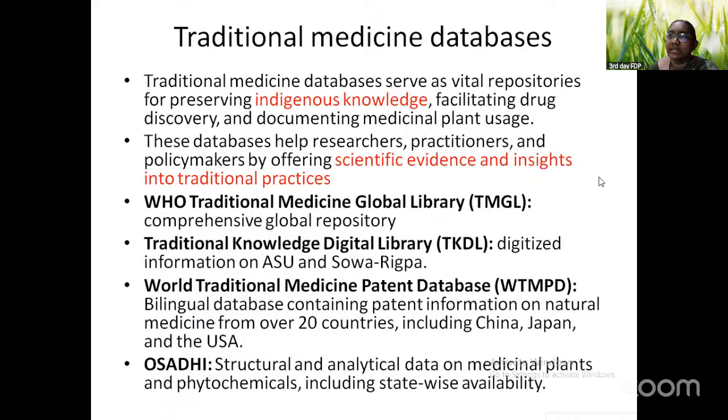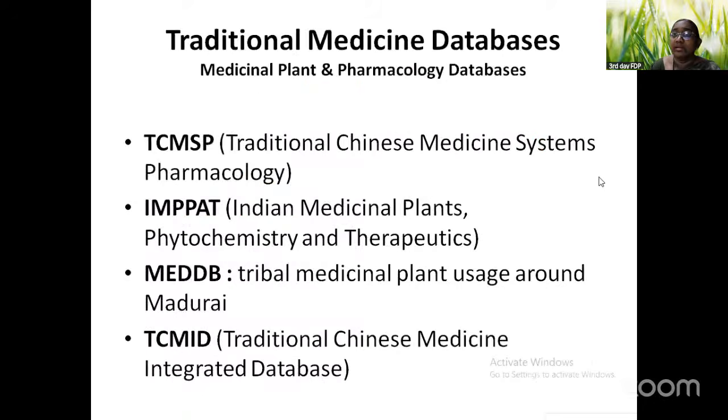So next ones are the traditional medicinal databases. There are so many traditional medicine databases, which are the main backbone or foundation for any natural product drug discovery. This includes TMDL, TKDL, WTMPD, and OSHA. The other ones are TCM-SP, IMPACT, MEDDB, and TCMID. The first and the last ones are especially related to the Chinese medicines.